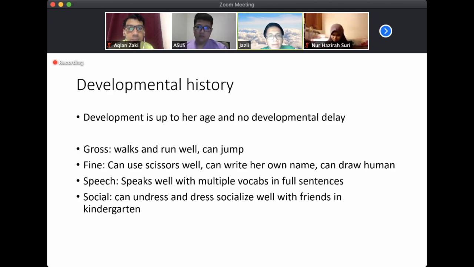Developmental history: the development is up to her age with no developmental delay. She is able to walk and run well and can jump. She can use scissors well. She can write her own name and can draw a human. She speaks well with multiple vocabularies in full sentences. She can undress, and socializes well with friends and in the kindergarten.